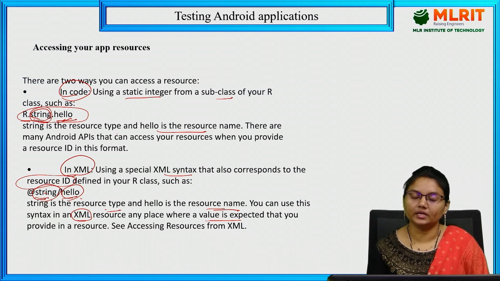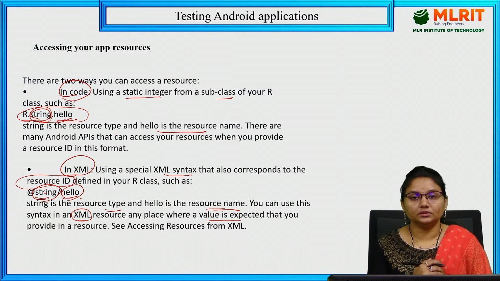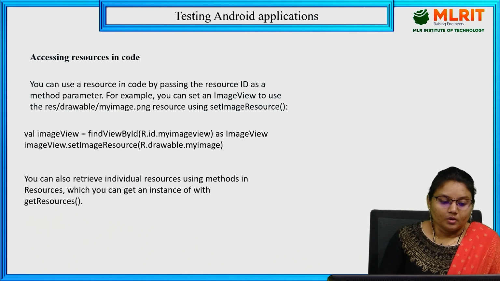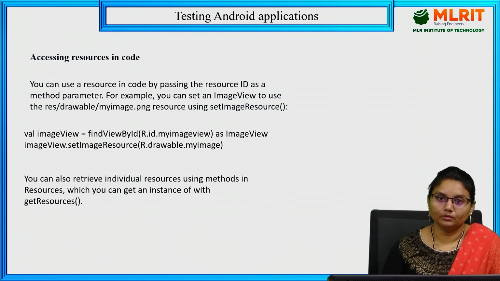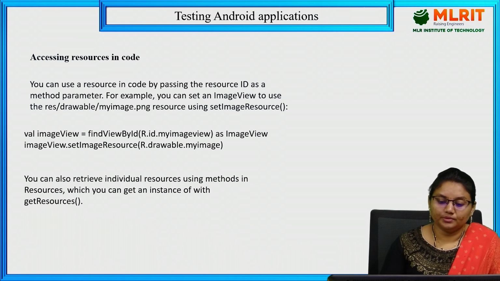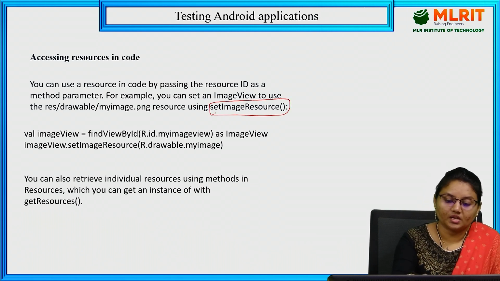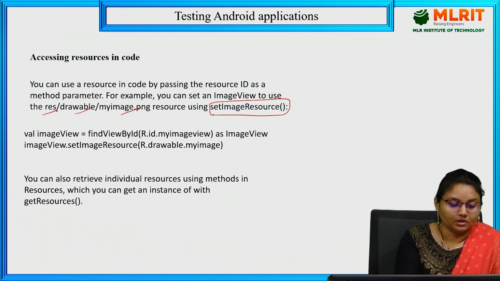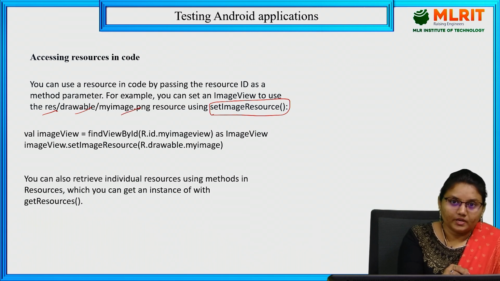So this is how you can access your resource values or the resource directory, either in code or in XML. Then you can use the resources in code by using the ID as a parameter. For example, setImageResource is a method which is used to give the source of the image, from where you are getting it: R.drawable.myImage. In code we do it like this: val imageView, the image that you wanted to extract, right? So imageView, findViewById.